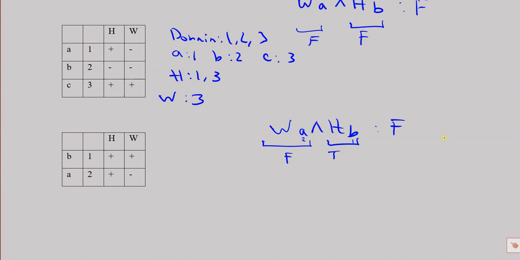Okay? So for the most part, we're going to represent interpretations that involve one place predicates as matrices because it's easier to read them.